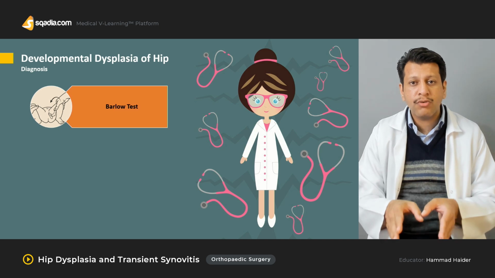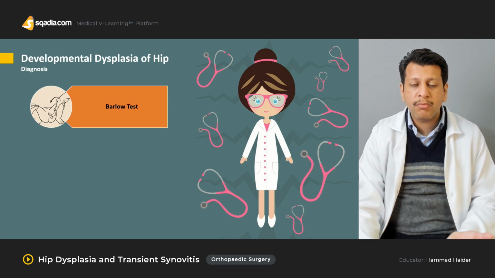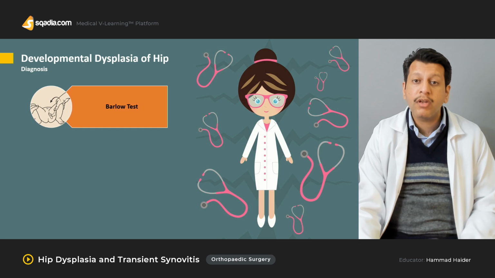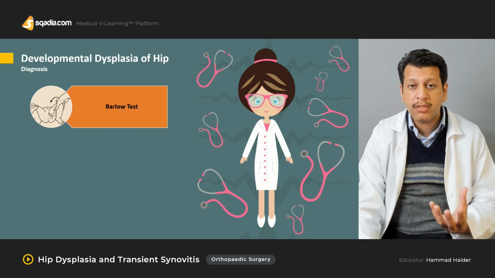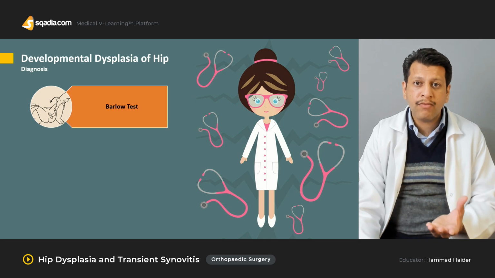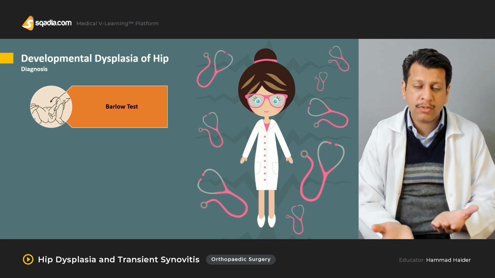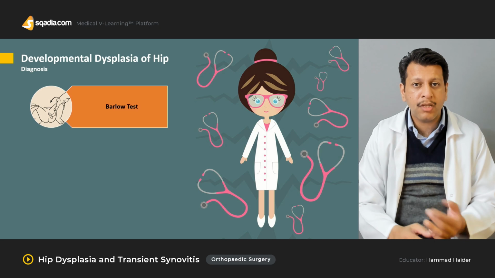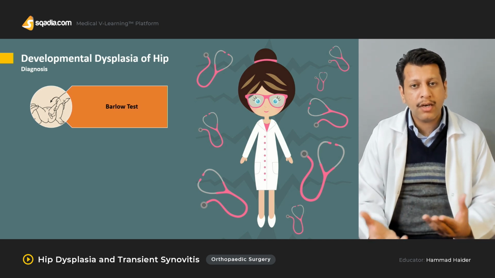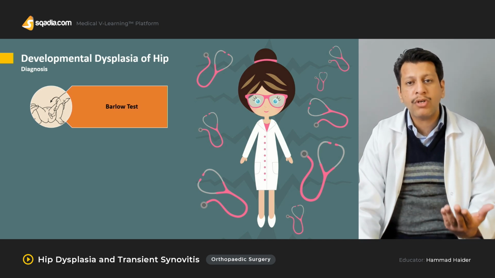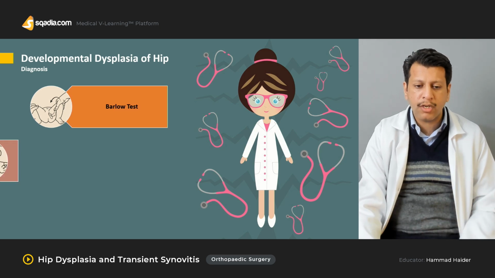Therefore, once you feel that, the Barlow is positive. When the Barlow is positive, this means the hip is dislocatable. And if it's negative, either there is no dysplasia, or the hip is already dislocated, and then you will have to go for Ortolani to check whether it is reducible or not.